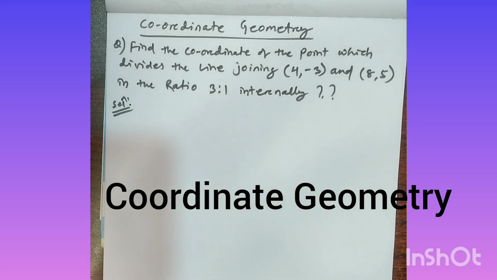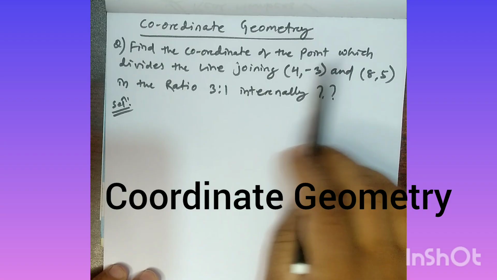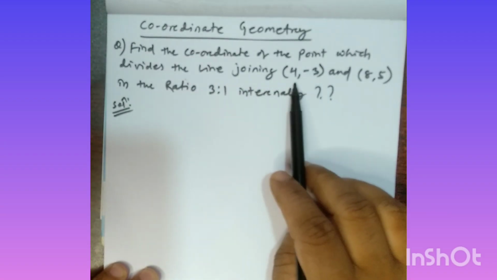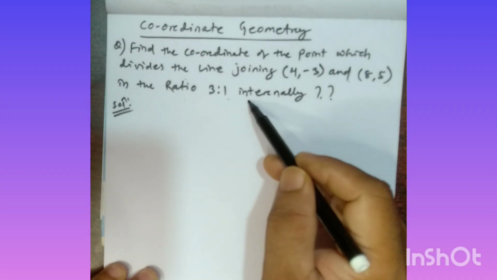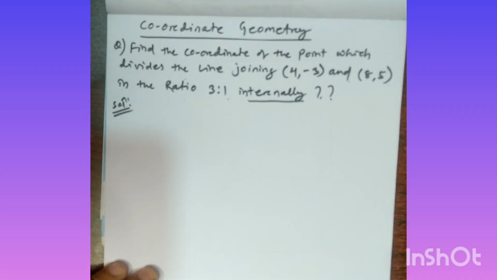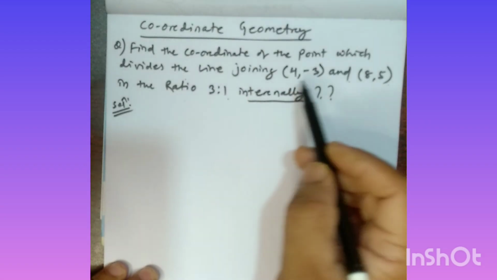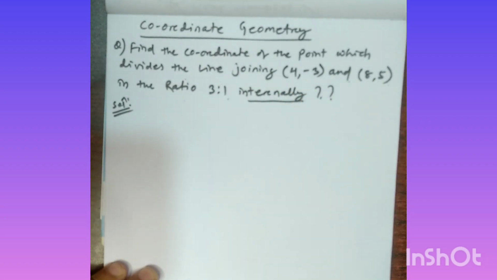Look at the question. It's a very beautiful question. Find the coordinate of the point which divides the line joining (4, -3) and (8, 5) in the ratio 3:1 internally. Look at the question carefully. You have to find the coordinate of the point which divides the line joining these two points in the ratio 3:1. I'm just drawing a diagram over here.